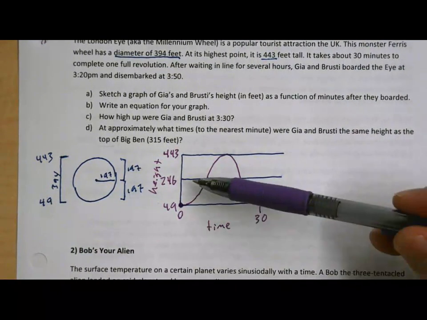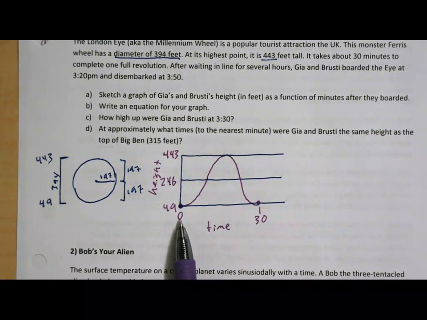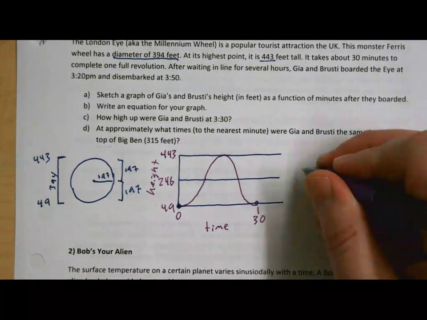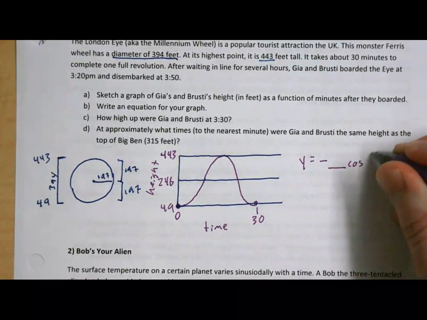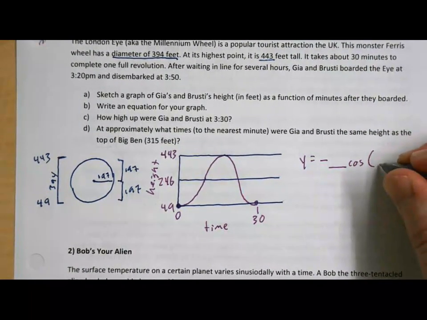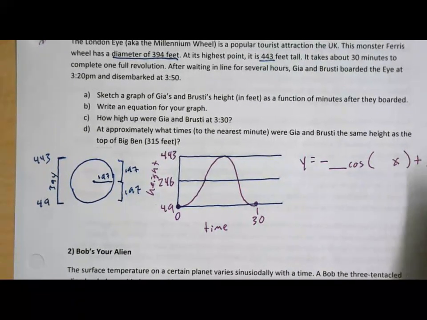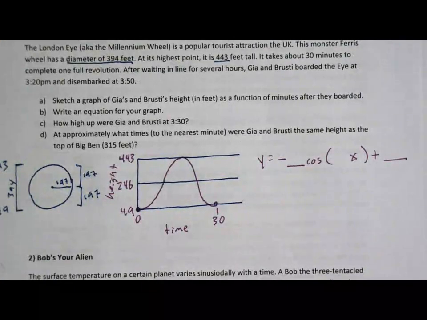We've got a vertical shift. Are we going to need a horizontal shift for this one? No, because it's already starting at 0. We know our period, so we'll be able to find omega. We know our amplitude is 197. So go ahead and write me a negative cosine equation. I left out the whole parentheses inside with the x because we don't need a horizontal shift at all.